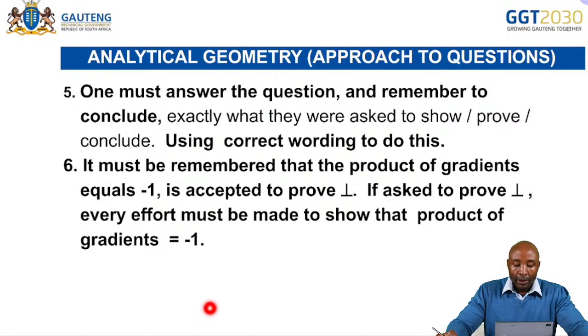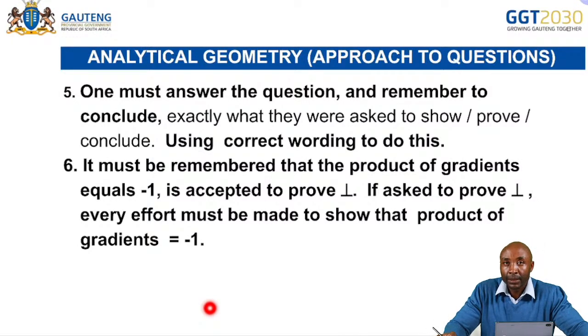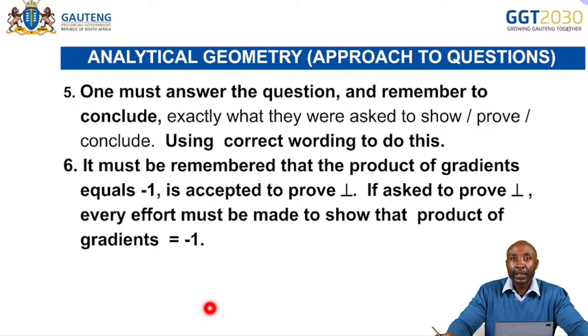Now, we must use the correct wording as well, because we shall be proving shapes. Prove that this is a rhombus. What are the characteristics of a rhombus? How is a rhombus different from a square? We must be knowing those. Also, it must be remembered that the product of gradients of perpendicular lines is -1, and we know that we can use that to help us get the gradient.